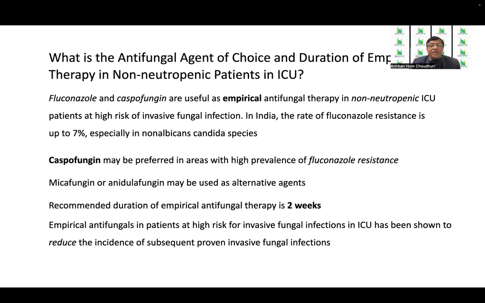Caspofungin may be preferred in areas with high prevalence of fluconazole resistance. Other alternatives like micafungin or anidulafungin may be used. The recommended duration is 2 weeks.